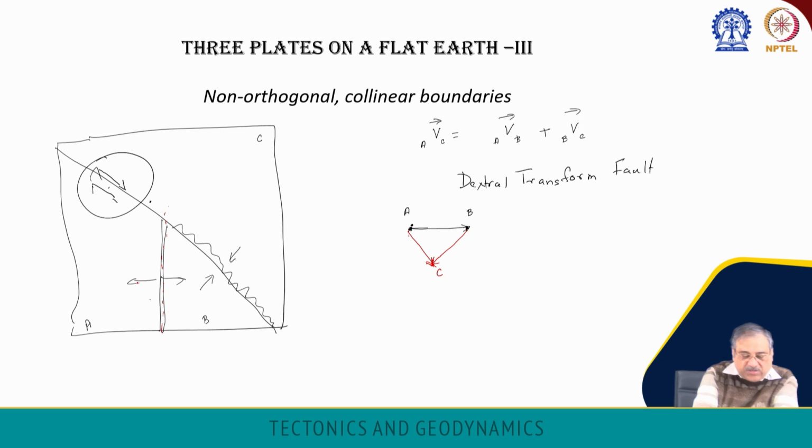So, to an observer on plate A, plate B appears to be moving to this side with this particular velocity. But what about the ridge itself? The ridge itself would be moving only at half that velocity, because half of it is actually spreading this way as well. So the person is only observing half the velocity associated with the ridge. So it would be half of this particular velocity.